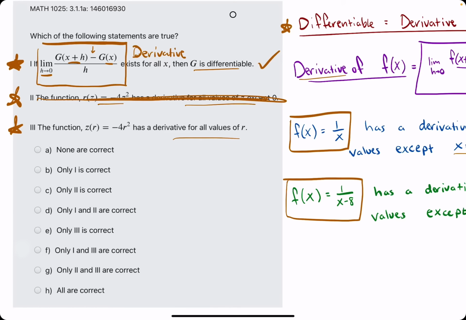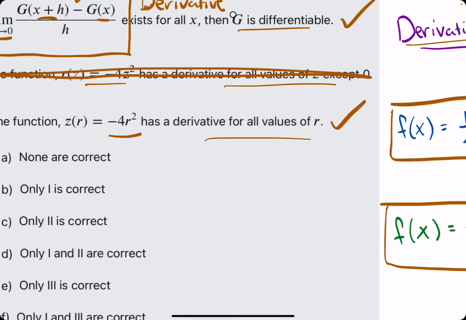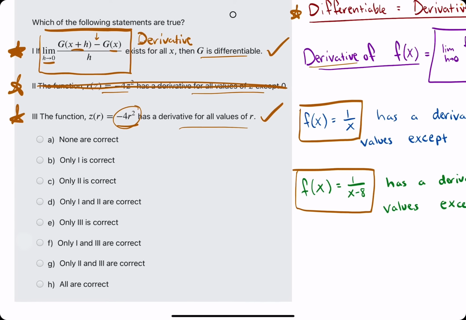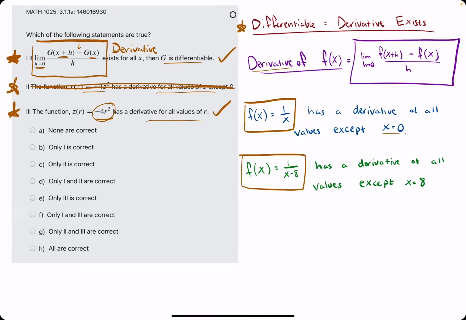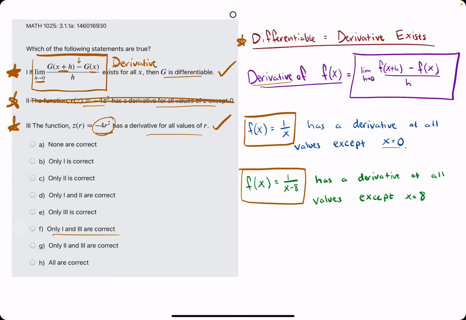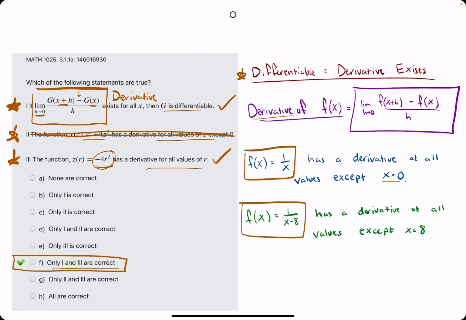All right, number 3, has a derivative for all values of r. This is true. This is pretty much the same function, and we found that when we plugged in 0, we got 0. That's a defined value. It's not undefined. So number 2 is false, while this one is true, because it does have a derivative for all values of r, because there's no r value we could plug in here to make it undefined. All right, so only 1 and 3 are correct. Break out the eraser to see that F is our answer. Let's go ahead and do 2 more of these following these same notes.